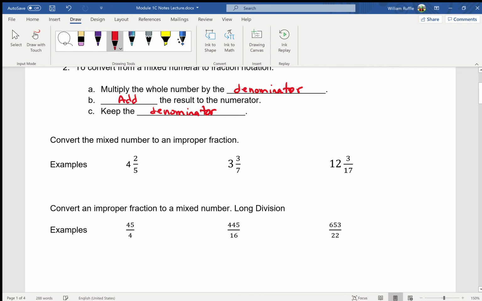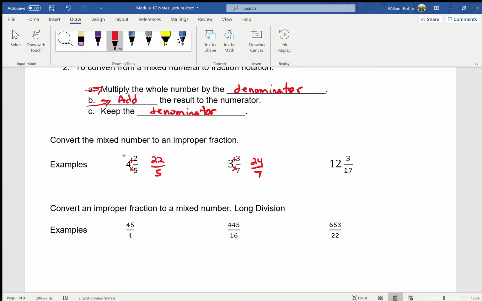The most common way to do this is 5 times 4 plus the numerator. So we multiply first, then we add. 5 times 4 is 20. 20 plus 2 is 22 over 5. Next, 3 3/7. 7 times 3 is 21. 21 plus 3 is 24. So it's 24 over 7.